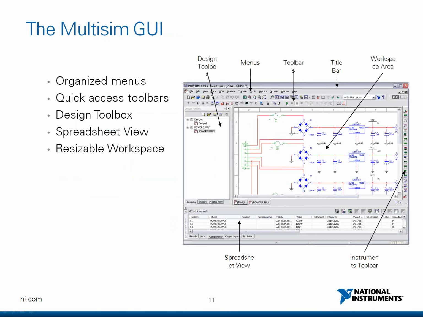So let's have a look at what the Multisim GUI is like. You have organized menus very similar to how we had it in LabVIEW, where you can view different components very easily. You can zoom in, you can zoom out. You have quick access toolbars to place different kinds of components, to run the simulation, to pause or stop the simulation. We have the design toolbox where you can place different kinds of components on your workspace. We have the spreadsheet view where you can see the different components that you have placed in the form of text. And then you also have a resizable workspace which you can scroll up and down, and you can see the entire area.